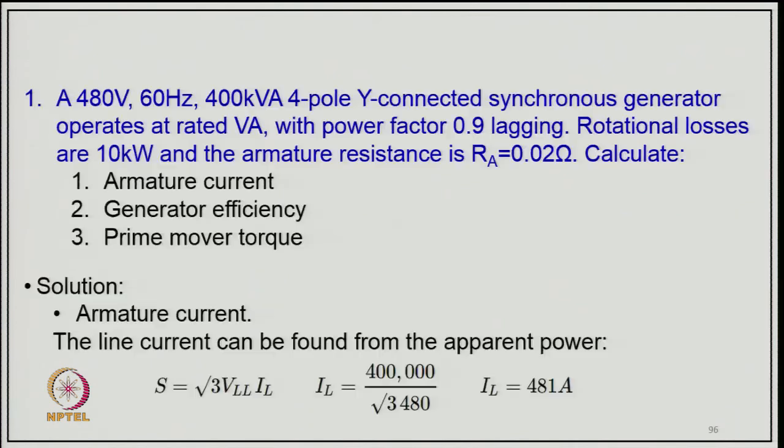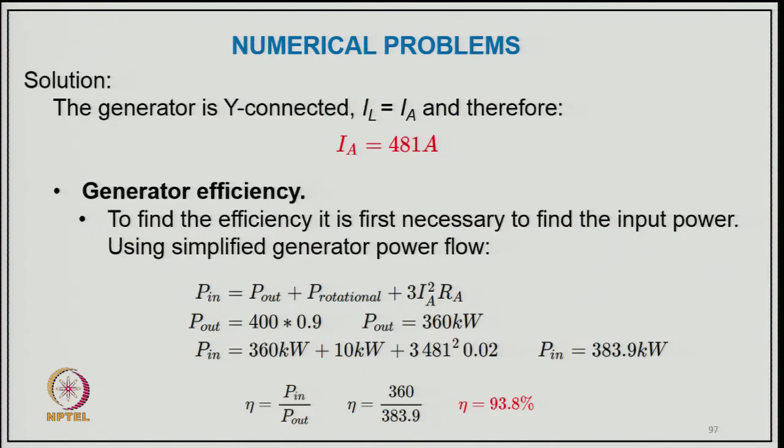So, now coming to a numerical problem. A 480 volt, 60 hertz, 400 kVA, 4 pole star connected synchronous generator operates at rated VA with power factor of 0.9 lagging, rotational losses 10 kW, and the armature resistance is R_a equal to 0.02 ohm. Calculate the armature current, generator efficiency and prime mover torque. The armature current: S equal to root 3 V_LL I_L, so I_L will be 400,000 divided by root 3 into 480, that comes I_L equal to 481 A, and as the generator is star connected, I_L equal to I_A, so I_A is 481 A.